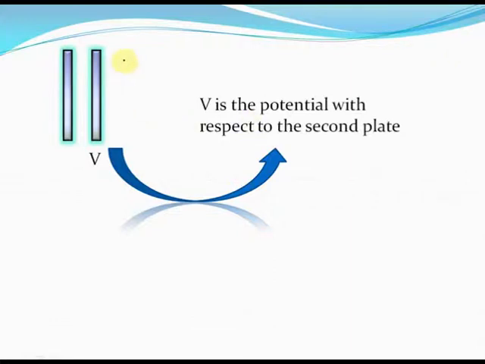So when I say that the capacitance of this system here is Q by V, what I mean by V is the potential difference between these two plates. So the capacitance here represents the net charge that must be added to this two plate system to create a potential difference V between these two plates.